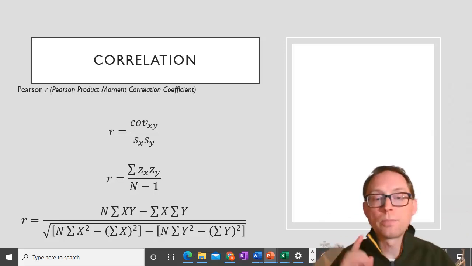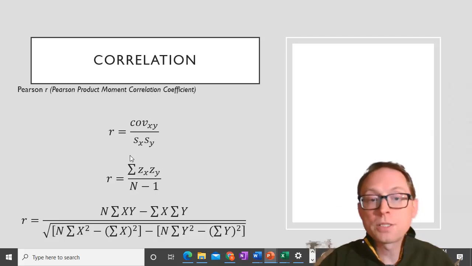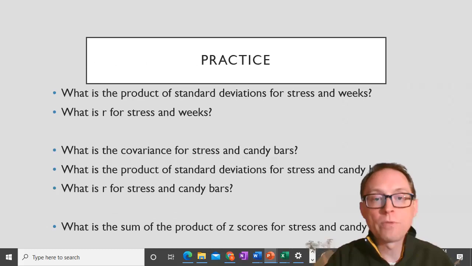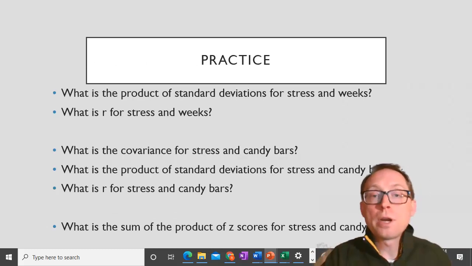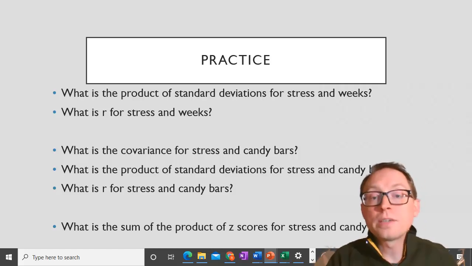You can calculate Pearson's R using any of these formulas. They are all correct. Let's do some practice with what we've already done. You've already calculated the covariance for stress and weeks. We already did that one. Now we need to do the product of standard deviations for stress and weeks. So what is the product of standard deviations for stress and weeks?